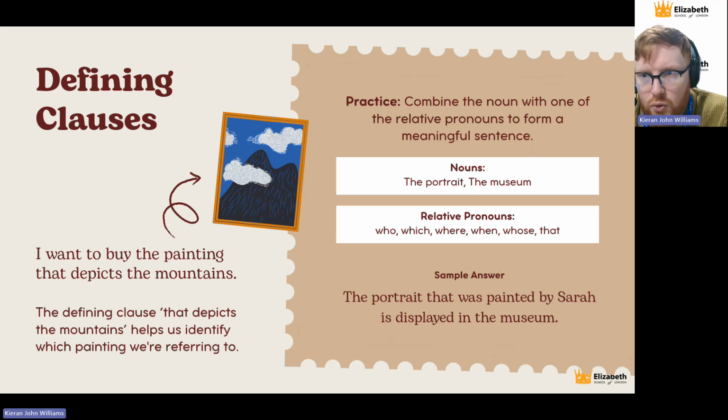So let's focus more on the defining clause for now. Okay? So let's look at this sentence here. I want to buy the painting that depicts the mountains. The defining clause that we have here is that depicts the mountains. So this helps us to identify which particular painting we're talking about. There are lots of paintings in the world, but we are talking about this specific painting.